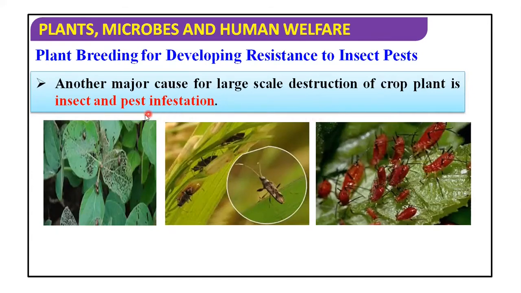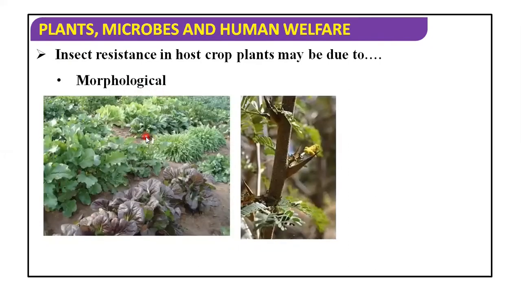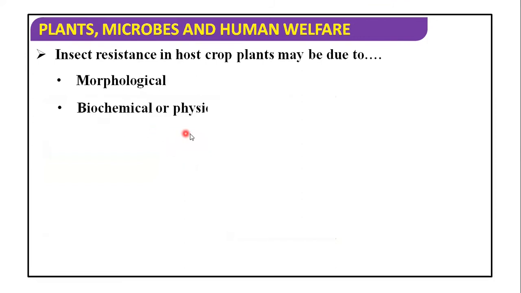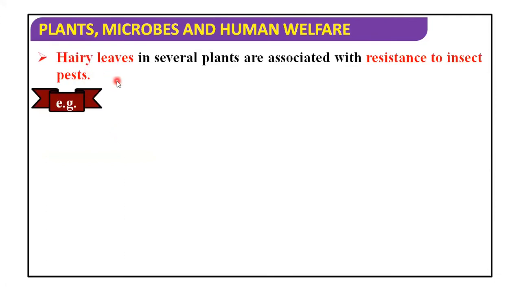And that group of insects which attack the plant and cause the disease is known as insect and pest infestation. Now, see how the plant develops resistance against the insect, and that is due to morphological, means the formation like shape and structure, how the plant is formed. Now, biochemical and physiological characteristics are also important. So which characteristics in the plants are going to help to prevent the diseases or to form the resistance in that plant?